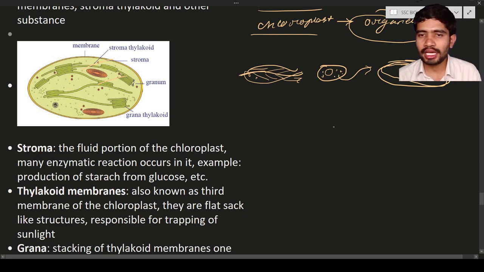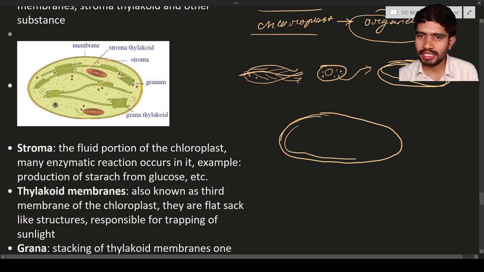Before discussing the grana, we will discuss the stroma one by one. The chloroplast has the outer membrane, and also the inner membrane, which is present a little bit inside. This is the first, second, third membrane. How the third membrane is formed, we will discuss in a moment.